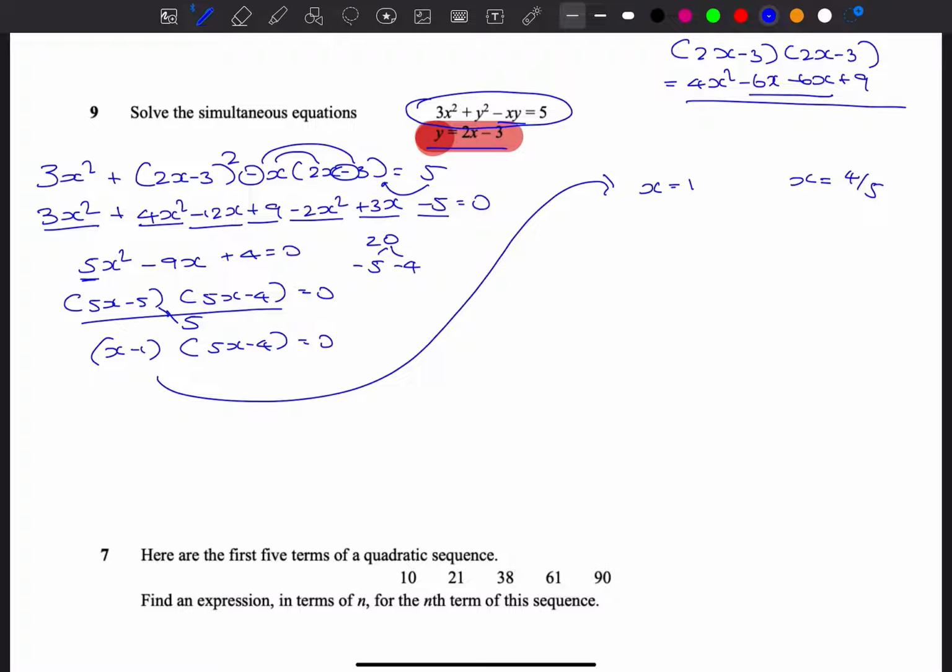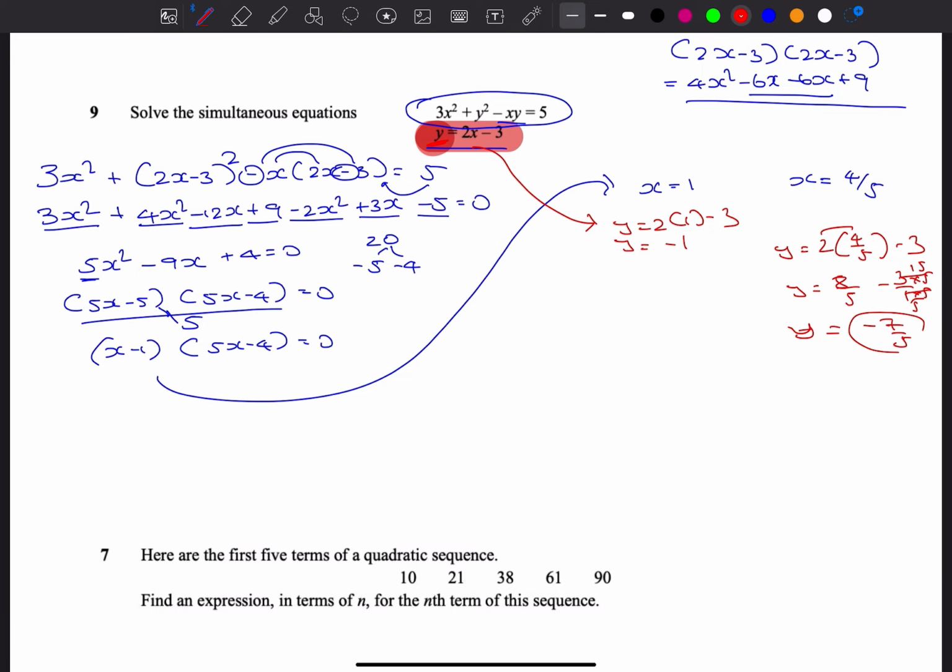Then you substitute it into this equation, remember, because y is already the subject here, so substitute it here. y equals 2 bracket 1 minus 3. That's minus 1 then. The other one, y equals 2 bracket x is 4 over 5 minus 3. You can multiply the numerator, 8 over 5 minus 3. 3 means 3 over 1, times it by 5, times it by 5, and then what do we have? 15. That will give you y is 8 minus 15 is minus 7 over 5. Okay, a simple quadratic simultaneous equation.